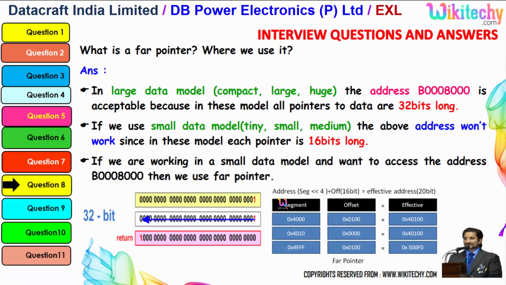Let's move on to the other question, what is a far pointer, and where can we use it? In the large data model, the address B0008000 is acceptable, because in this model all pointers or data are 32 bits long. So it's compact, large and huge. Whereas in the small data models, tiny, small and medium, the above address won't work, since in these models each pointer is 16 bits long. So if you are working with a small data model and want to access the large data model, you'll be using a far pointer.